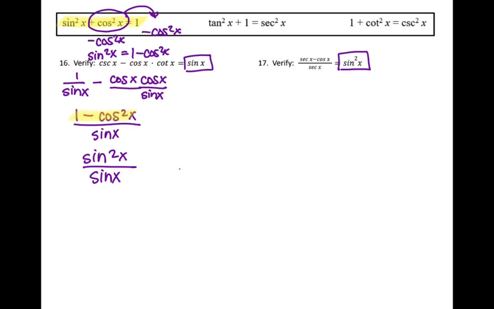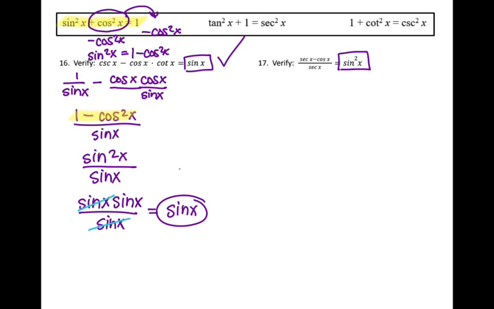And once again, sometimes it's easier to recognize what you can cancel out if I expand my square. So sine squared is sine times sine over sine, so many sines. And then those two are going to cancel out, leaving me with sine of x, which is exactly what we were trying to look for.